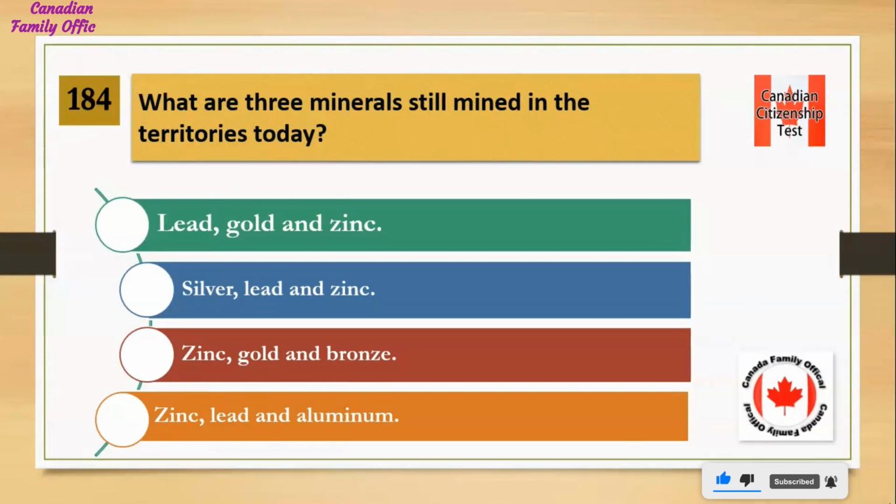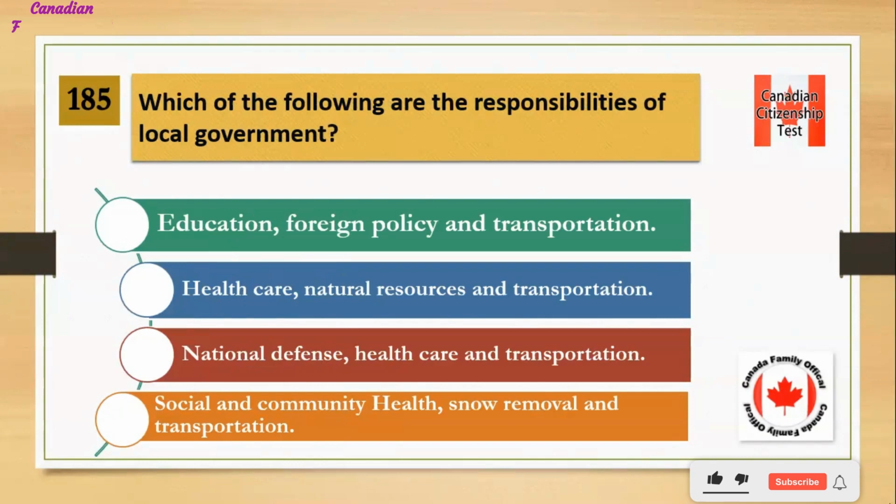What are 3 minerals still mined in the territories today? Number 1, lead, gold, and zinc. Number 2, silver, lead, and zinc. Number 3, zinc, gold, and bronze. Number 4, zinc, lead, and aluminum. And the answer is lead, gold, and zinc.